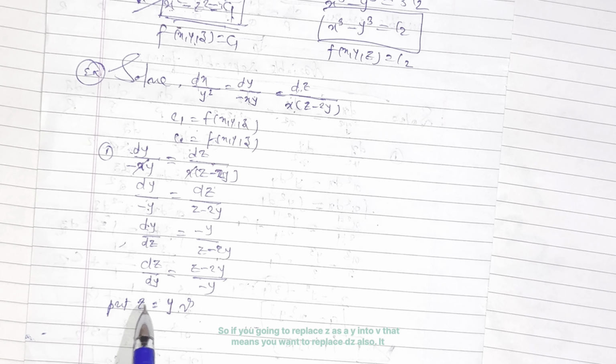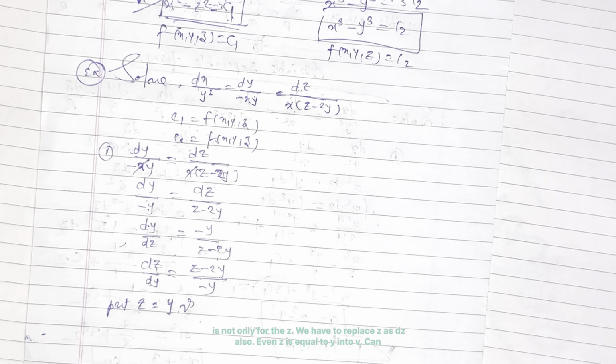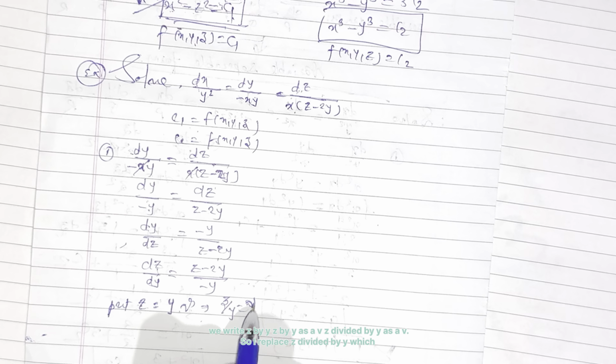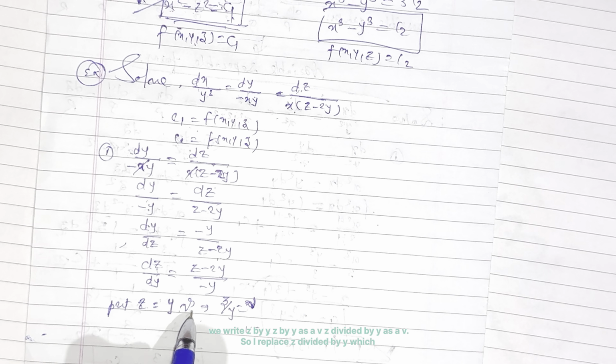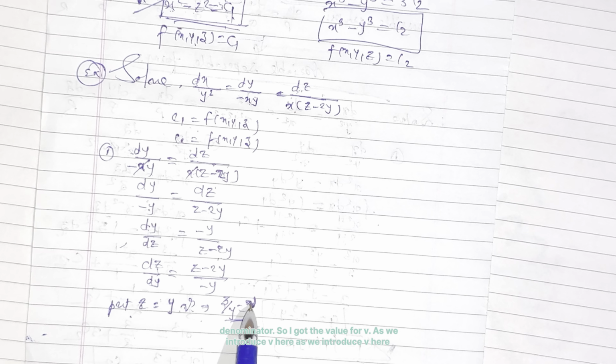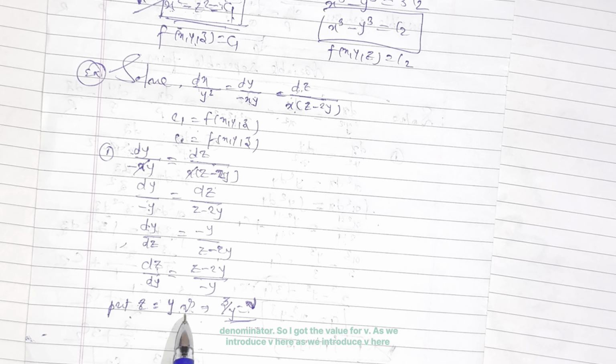So if you're going to replace z as y into v, that means you have to replace dz also. It is not only for the z, we have to replace dz also. If z is equal to y into v, can we write z by y as v, z divided by y as v. So I replace z divided by y which is equal to v here. I took y to the denominator, so I got the value for v. As we introduce v here, a new variable, that's why we are taking the value for v here.